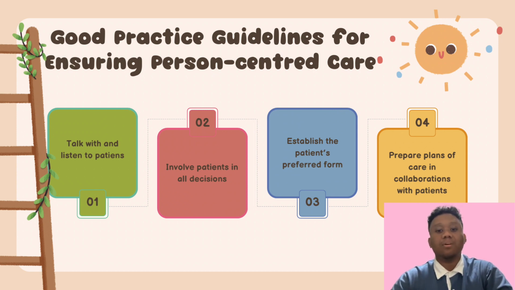Second is involve patients in all decisions about their care and promote informed decision making and choice. An example of this is to give advice to them in medical terms to help them feel at ease and more informed about the medical. Third, establish the patient's preferred form of address and ensure that this is documented and respected by team members. And lastly, prepare a plan of care in collaboration with the patient and ensure that it reflects their individual values, beliefs, concerns and personal preferences.